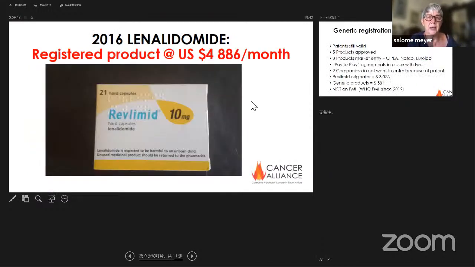However, in 2016, the originator company, and we all know that Celgene has many secondary patents on that medicine, because the original medicine was thalidomide. After thalidomide came lenalidomide, and after lenalidomide came pomalidomide, and they have extensive secondary patents on that medicine. Once that medicine was registered by our regulatory authority, it was available at $4,886 per month. That is a substantial difference between the generic pricing and the originator pricing.